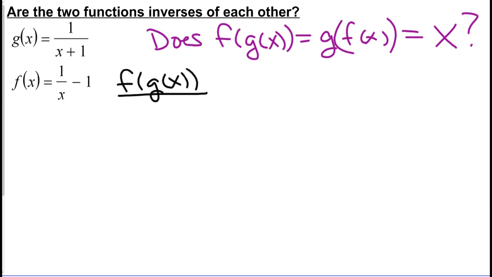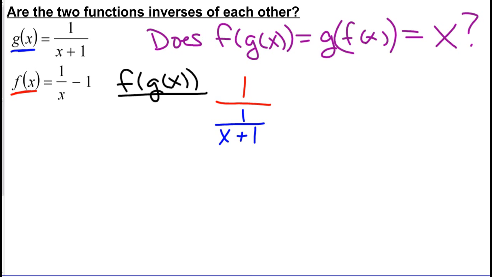F of g of x simply means I am going to take g of x, that function right there, and plug it in where I see the x in the f of x. Okay, so I'm going to start writing, and we'll go red for f and blue for g. So I'm going to start writing f, and it's simply going to be a 1 over, and then I have some stuff here. Now I'm not just going to write a single x there. That is where I'm going to write my 1 over x plus 1. There we go.